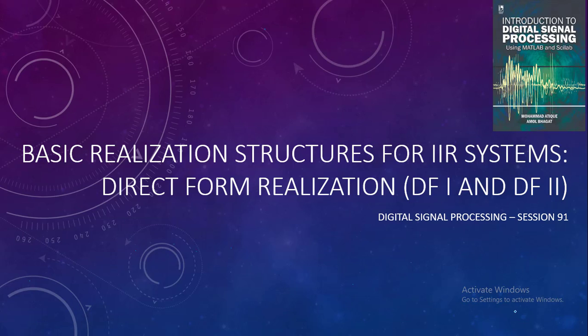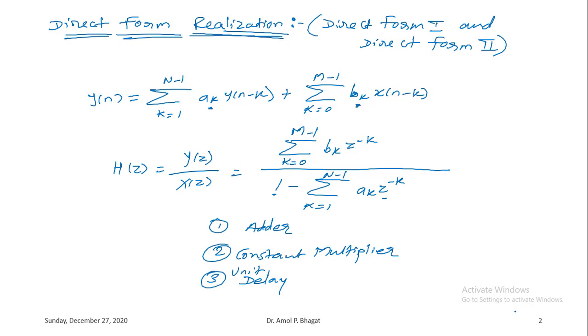In the previous session, we have seen the direct form 1 and direct form 2 realization for realizing IIR systems. We have seen one example as well. In today's session, we will be discussing one more example where we will be looking for direct form 1 and direct form 2 realization of a given IIR system.